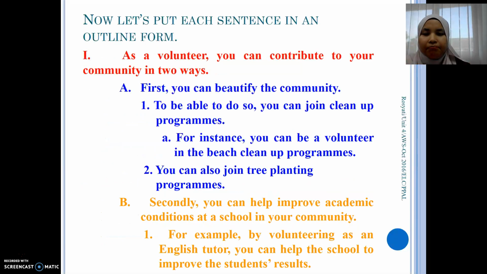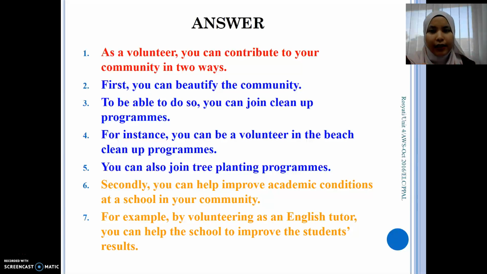Okay, what if I want to put this paragraph into an outline? You must know, in writing a body paragraph, outlining is a very important process, because outlining will help you arrange your ideas, arrange the flow of your ideas well. Without an outline, without this skeleton, without this framework, your writing will be here and there, up, down, and going nowhere. Okay, so that's why outlining is one of the stages in writing.